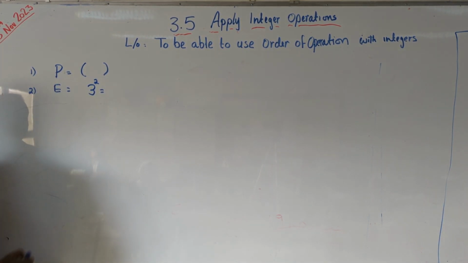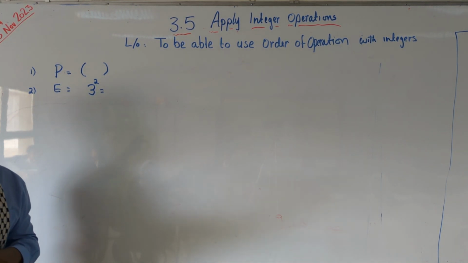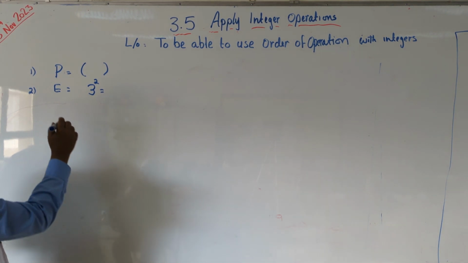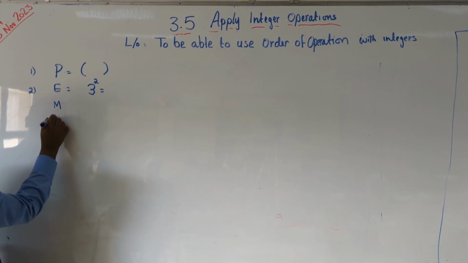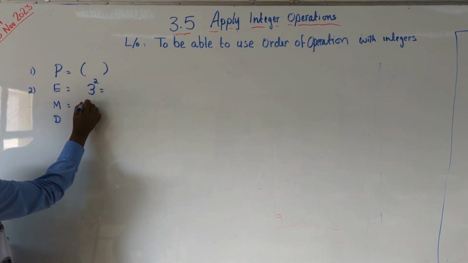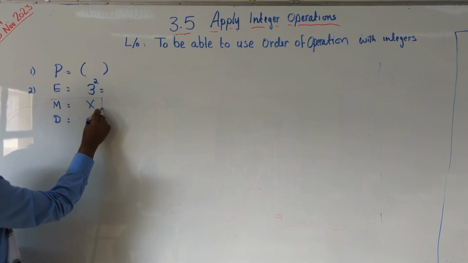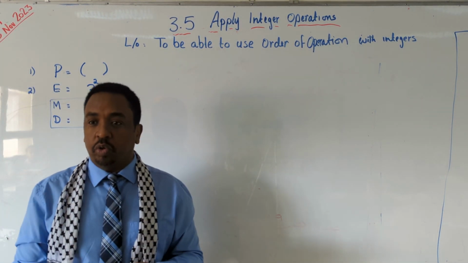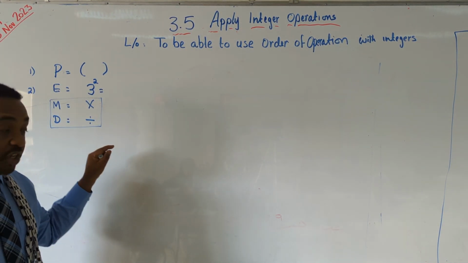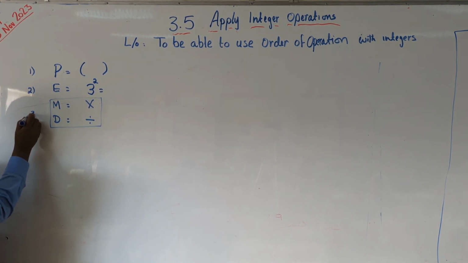So the first one, number 1, number 2, and then number 3, who can remember? Multiplication and division. So we write M and D. These two go together, and whichever comes first, we do. It doesn't matter if it's the multiplication or the division. They are together. So that's number 3.